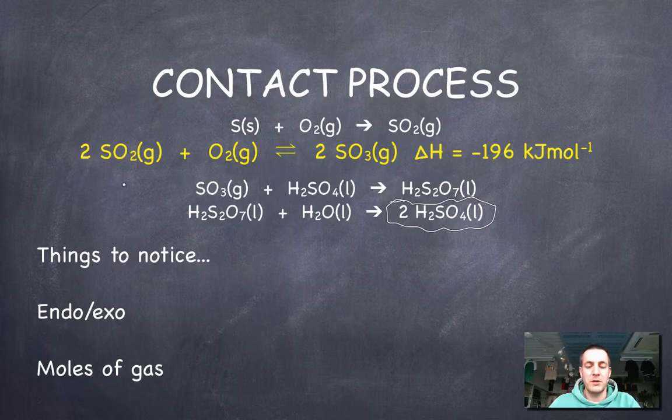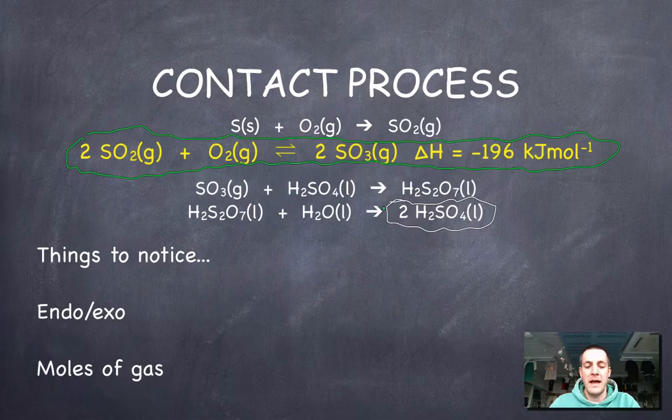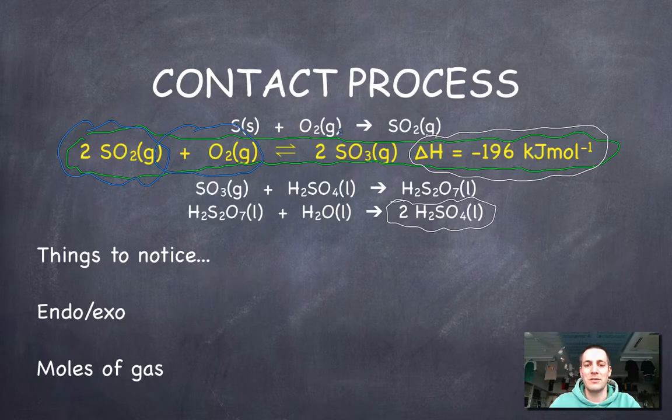But I suppose the important thing for us in this industrial equilibrium context is the fact that the second stage of the contact process is a reversible reaction, and it has a negative enthalpy change, so that means the forward reaction is exothermic. As far as the moles of gas are concerned, we've got 3 moles of gas on the left and 2 moles of gas on the right. So all things that we're going to consider when we decide what sort of conditions would be good.